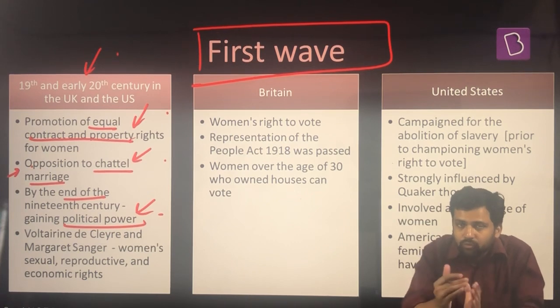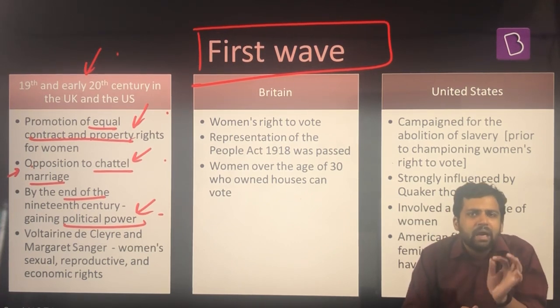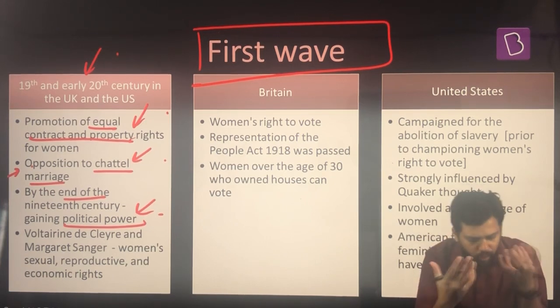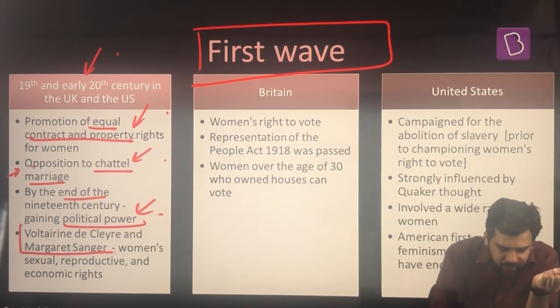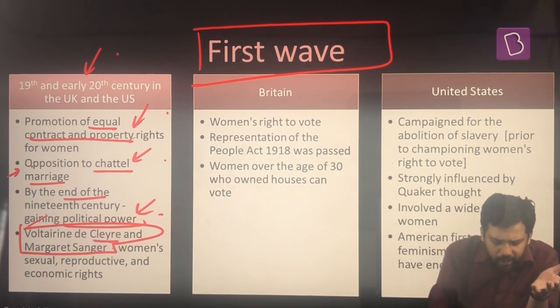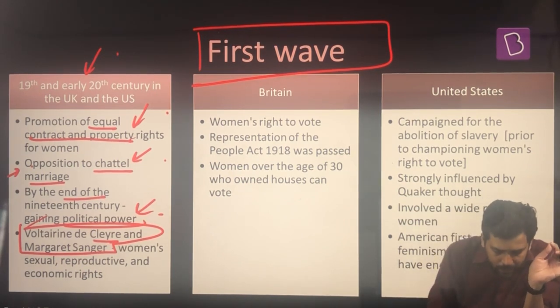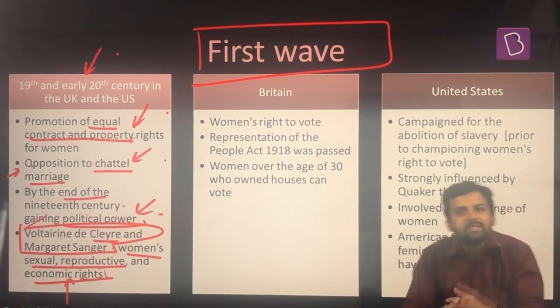So that is now the focus. Apart from all these things, opposition to chattel marriage, property rights, gaining political power, there were some feminists, for example, Voltairine de Cleyre and Margaret Sanger, who were also demanding women's sexual, reproductive and economic rights.